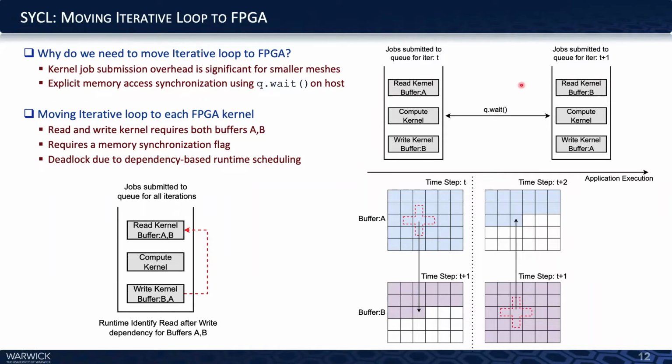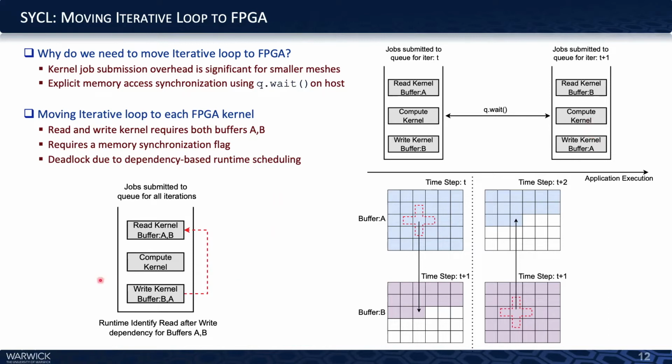Since we have to swap the memory locations after each iteration, the host has to wait until the queue is empty, and after that it will submit the jobs for the next iteration to the queue. This leads to additional overhead. A solution can be attempted by moving the iterative loop into each kernel as an outer loop.